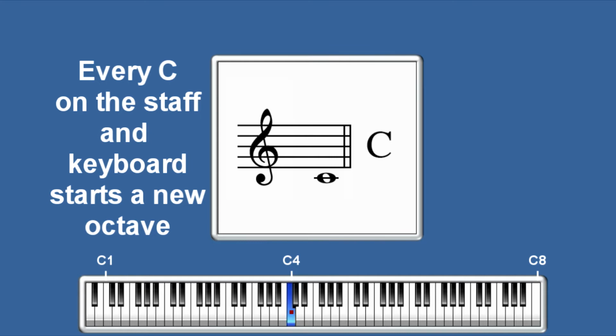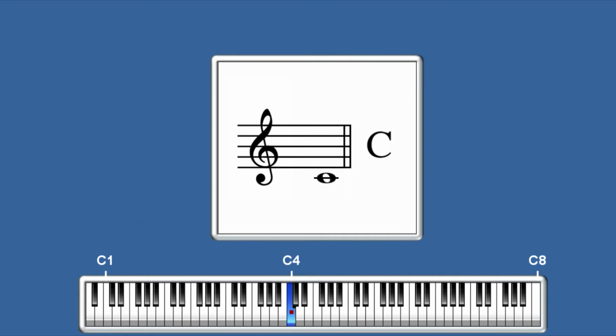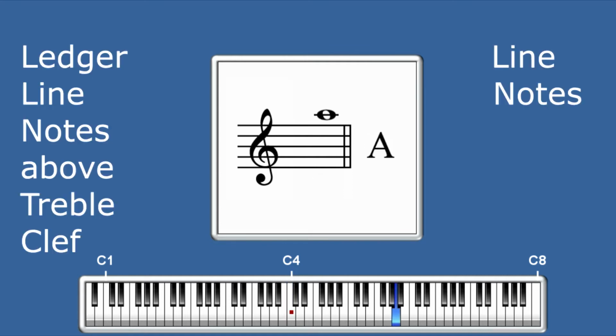Starting with the line notes above the treble clef. Remember that the line notes above the treble clef are A, C, E, and G, similar to the space notes on the staff in bass clef, A, C, E, G. So there is A. Notice where it's located on the piano keyboard. That's A5.